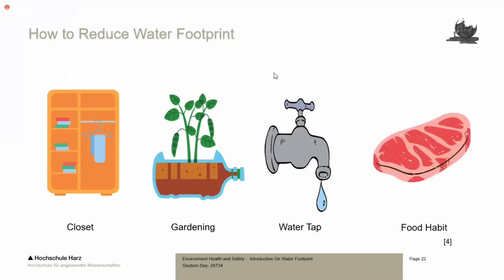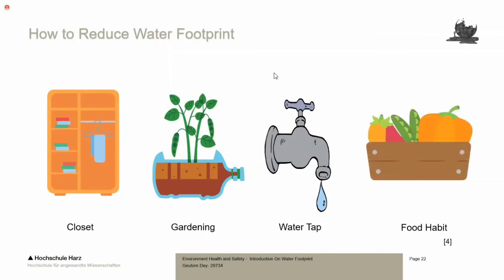Instead of meat, which has a high water footprint, we can put vegetables or any other food that has a low water footprint in our meal. Thus, we can decrease our own water footprint. Please look on the internet to find out which food has how much footprint, and based on that you can shape your food habits.